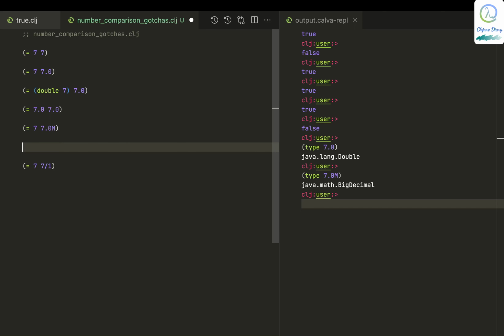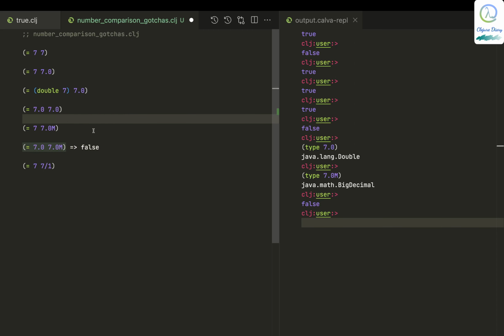Let me try 7.0 equal to 7. This is also false. Okay, so it looks like when it comes to floating point, Clojure also looks at the type. Even 7.0 is not equal to 7.0 M. That's because in internal computer memory it is very difficult to represent floating points, and that's why these comparisons are not coming out correct. Okay, so that's the thing.